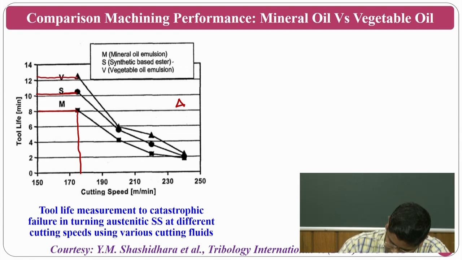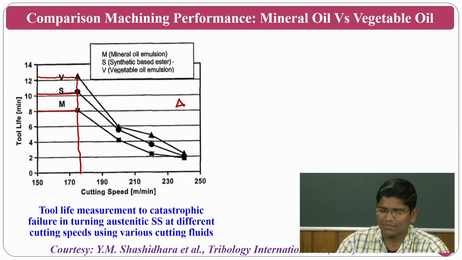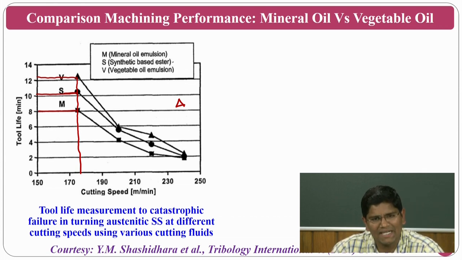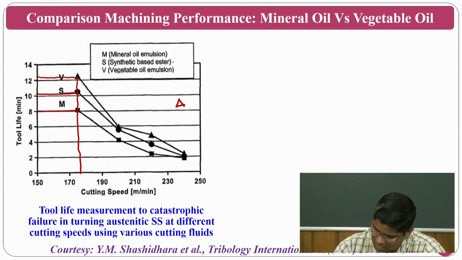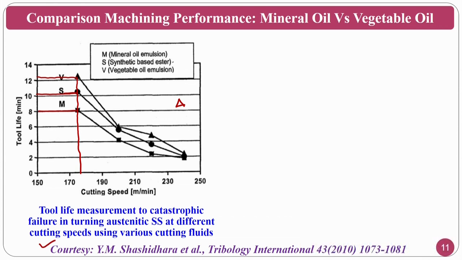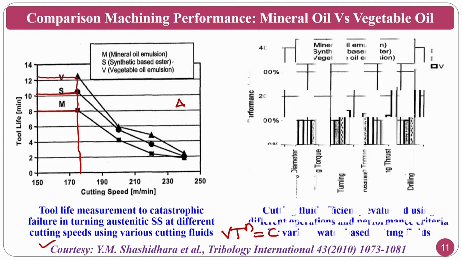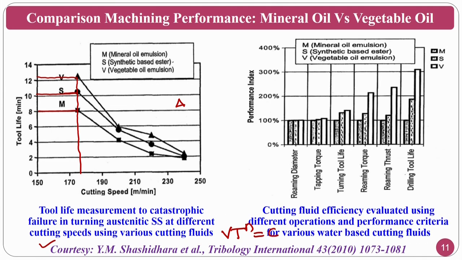For this particular speed, or any other speed, my vegetable oil is always giving better results compared to the other two. That is reported by one of the authors in the paper. These are technically verified results for cutting speed versus tool life. Normally, V t^n equals constant, where cutting speed is a major component in deciding the tool life. This is what we have seen in a normal machining condition.